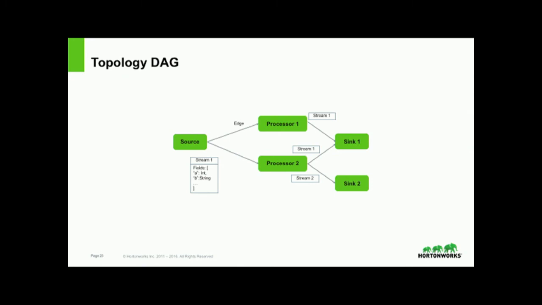For example, in the source, you have a single output stream, stream 1, with fields A and B. In the case of a source, this is actually coming automatically from the schema registry. And as the different processing is done, the schema is being evolved and translated.